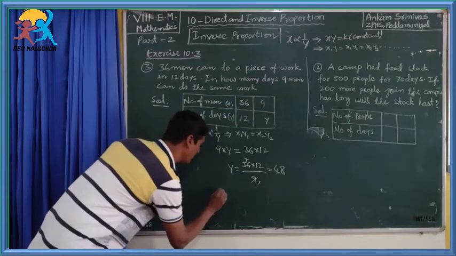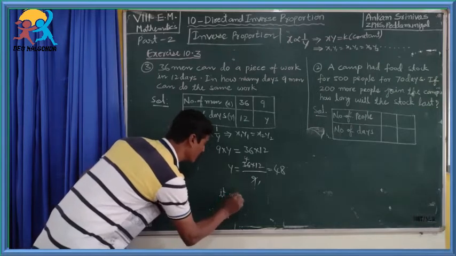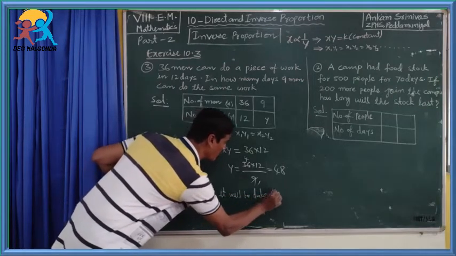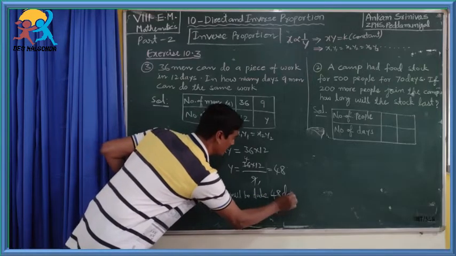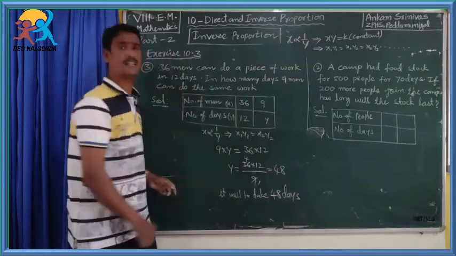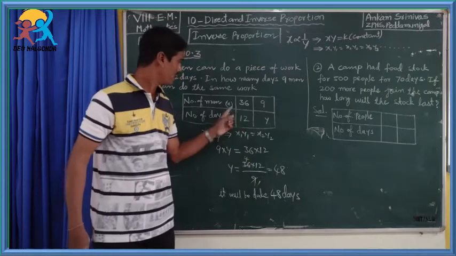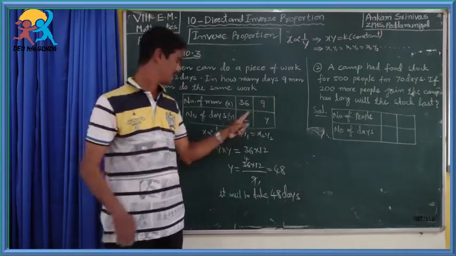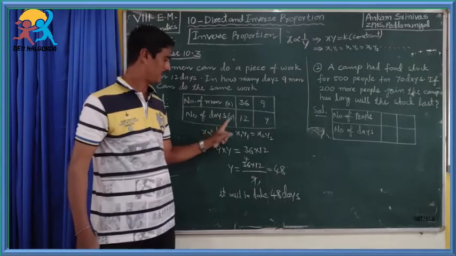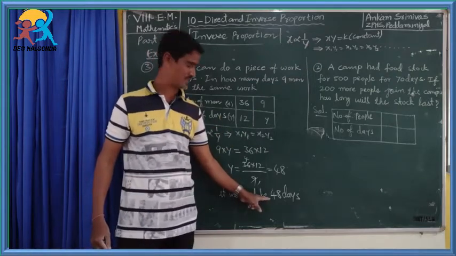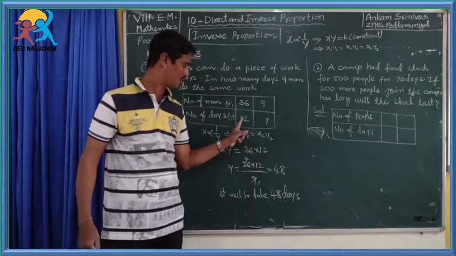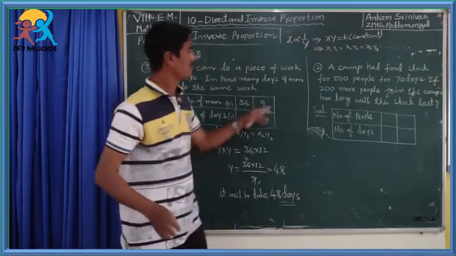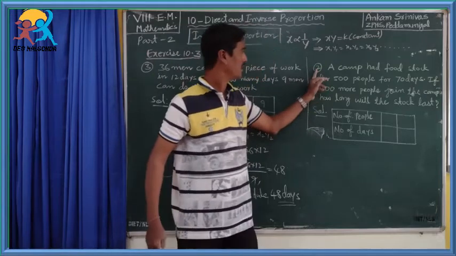So it will take 48 days. Is it the correct answer? Let's check. When the number of men is decreasing, the number of days will increase. More days will be taken. So we got more than 12 days. So 48 days is the answer. Next, see another problem.